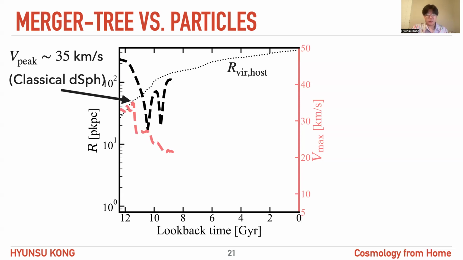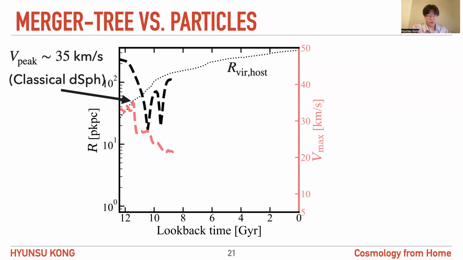Here and throughout this talk, I use velocities such as Vmax or Vpeak to characterize the subhalo mass instead of using the actual mass. And I do that because the mass of the subhalo depends on how we define the boundary of the subhalo, but these velocity characteristics do not. Also, these quantities are what we observe in observations of galaxies, not their masses.